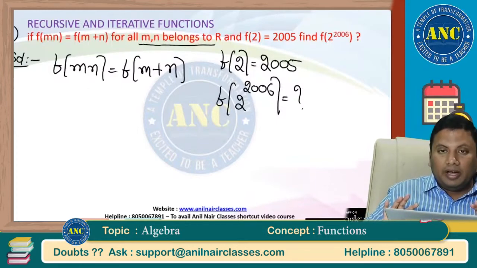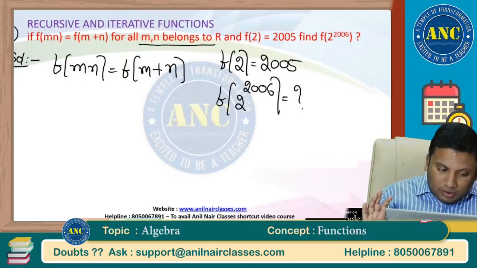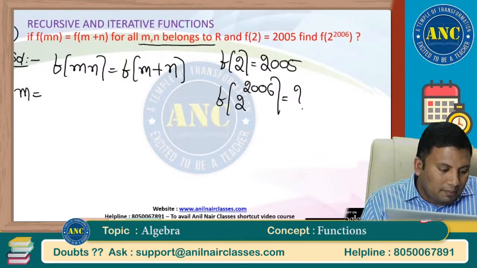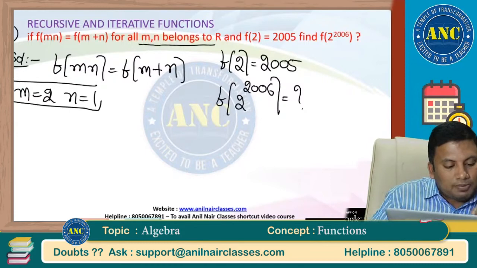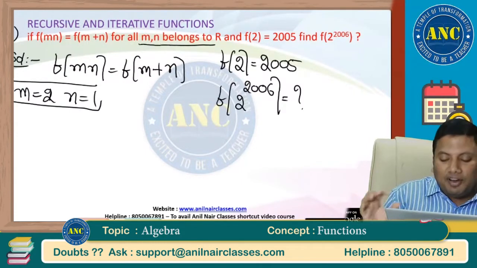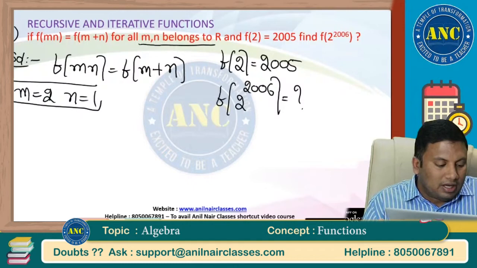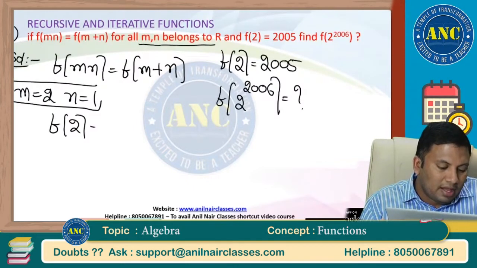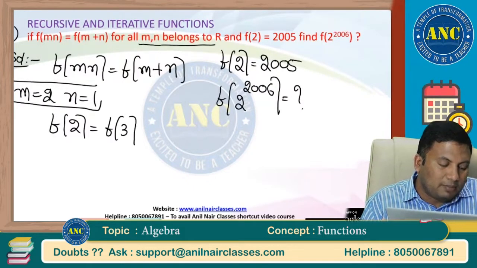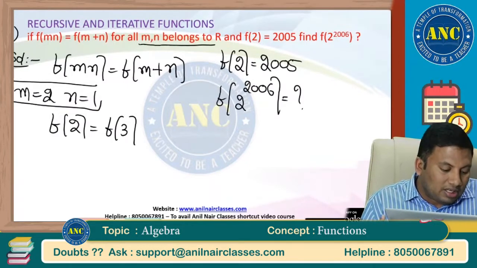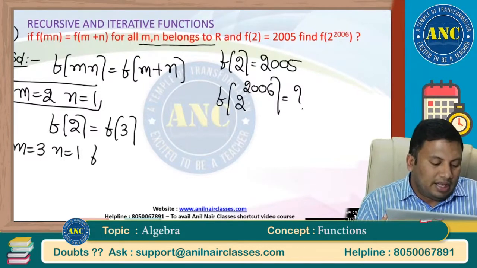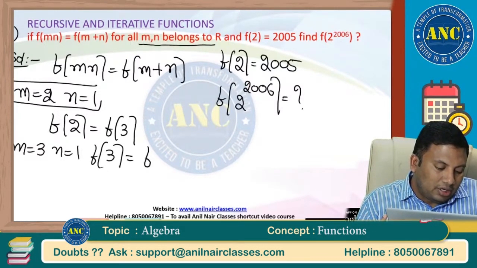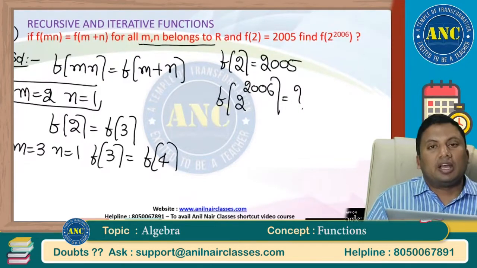It seems like a little intimidating question, but we will go very, very slowly. Now, if you see, m equivalent to 2, n equivalent to 1. Why am I taking m equivalent to 2, n equivalent to 1? If I substitute m value 2, n value 1, f of 2 is clearly visible to me. So f of 2 is nothing but f of 2 plus 1, which is f of 3. Next, I want 3 on the left side: m equivalent to 3, n equivalent to 1. It is nothing but f of 3 equivalent to f of 3 plus 1, f of 4.